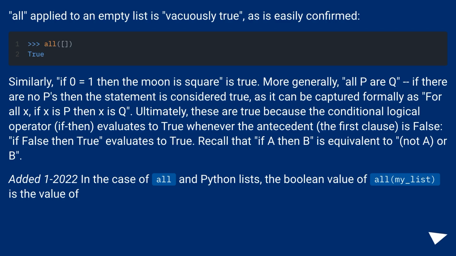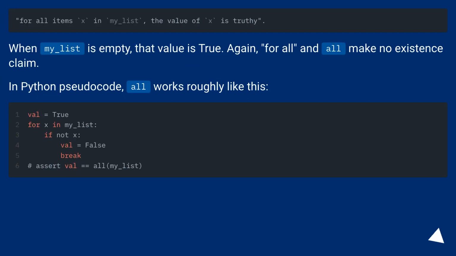In the case of all and Python lists, the Boolean value of all my_list is the value of, when my_list is empty, that value is true. Again, for all and all make no existence claim. In Python pseudocode, all works roughly like this.